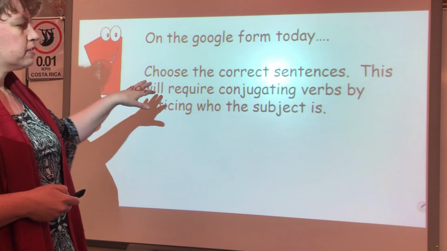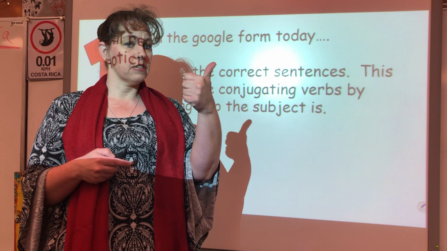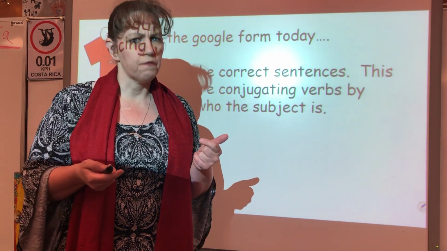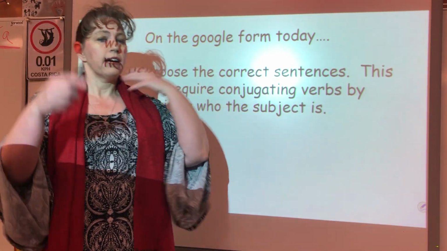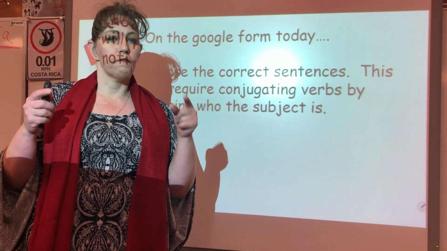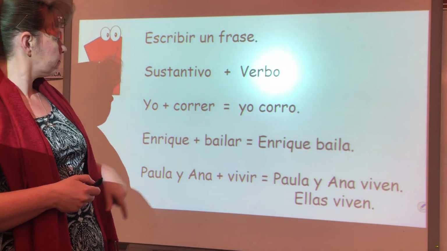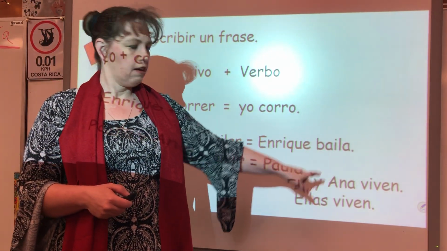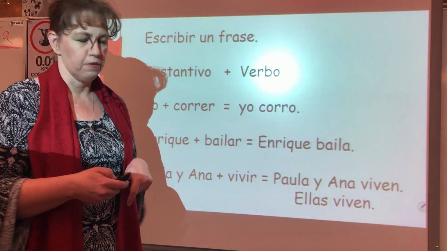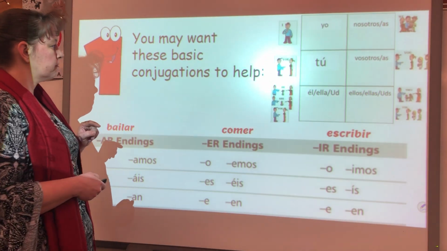Okay, on the Google form today, there will be, first of all, some choices of sentences. I give you the subject, I give you a verb. You need to make it into a sentence, so you choose. Multiple choice, very easy. After that, when you can be a little bit more comfortable with that, I have some where I just give you the subject and verb, and you need to write the sentences. So doing that would mean that you're writing Enrique baila or Paula y Ana viven. Okay, those aren't the sentences. You have new ones in the Google form. But that's what you're going to be doing. That's number one, writing sentences.